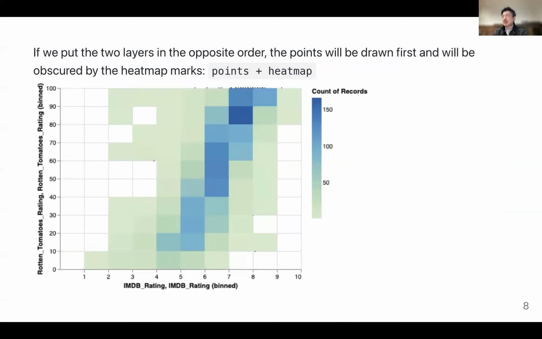Yeah, and so that exactly shows what I meant. If we change the order, if we do the points first followed by the heat map, the heat map will cover most of the points, and only a few will still be visible.